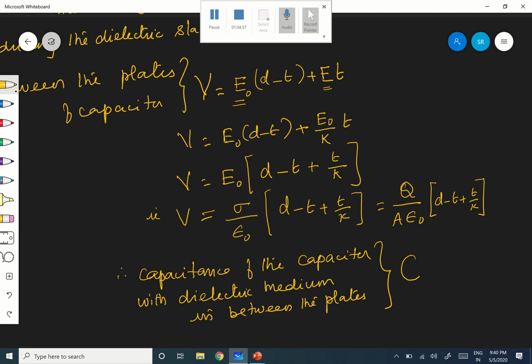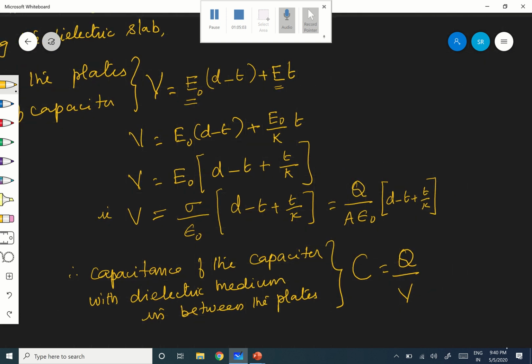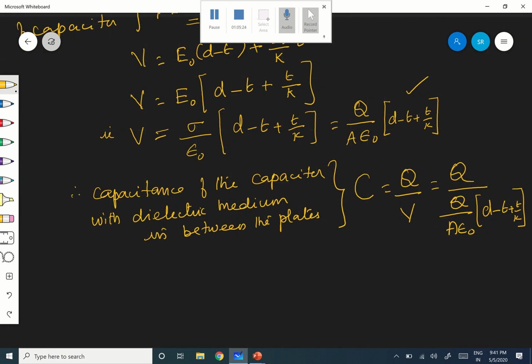What is C? C is nothing but Q by V. Okay, that is Q. Already V is there now. V we have calculated. What is V? V is Q by A epsilon naught, times D minus T plus T by K. Therefore, Q will get cancelled.